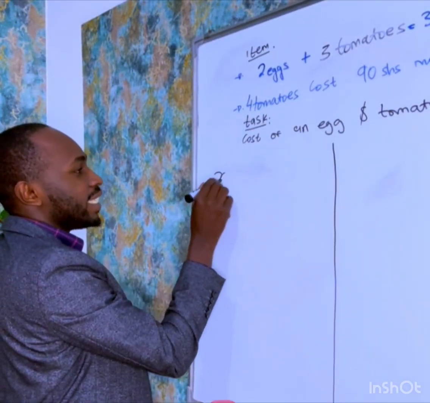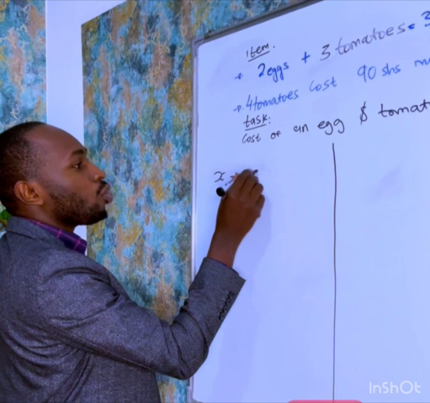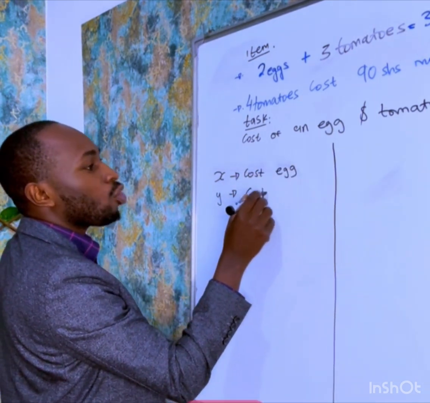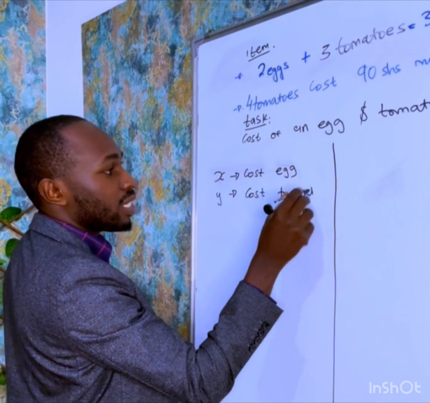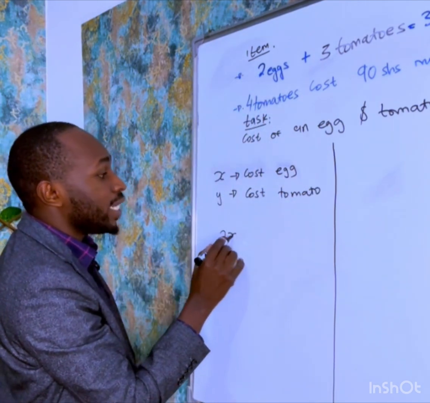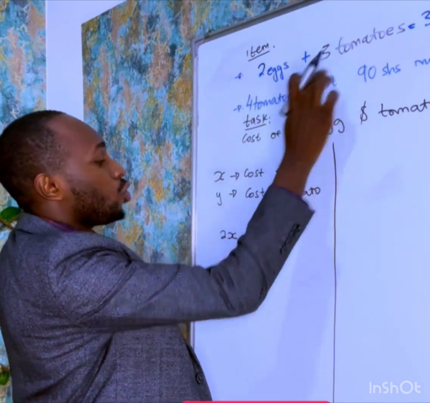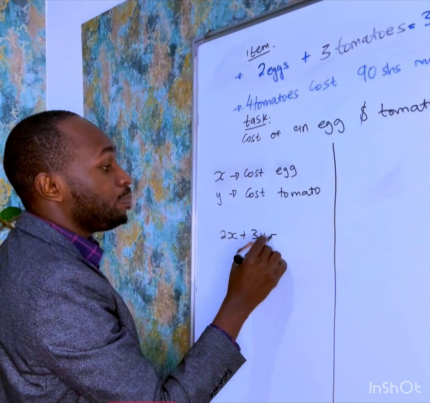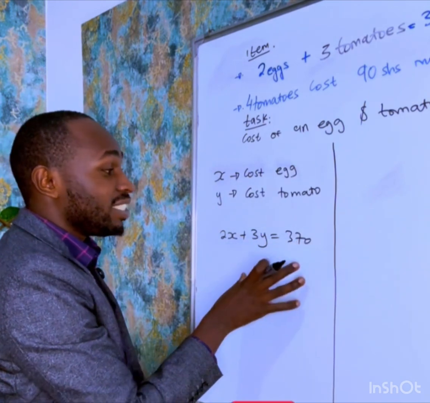So let us get x to represent the cost of an egg, and let's get y to represent the cost of a tomato. Are we together? If we get 2 eggs, then the cost of the 2 eggs will be 2x. And if we get 3 tomatoes, the cost of 3 tomatoes will be 3y. And the total cost being 370. Already this is an equation.